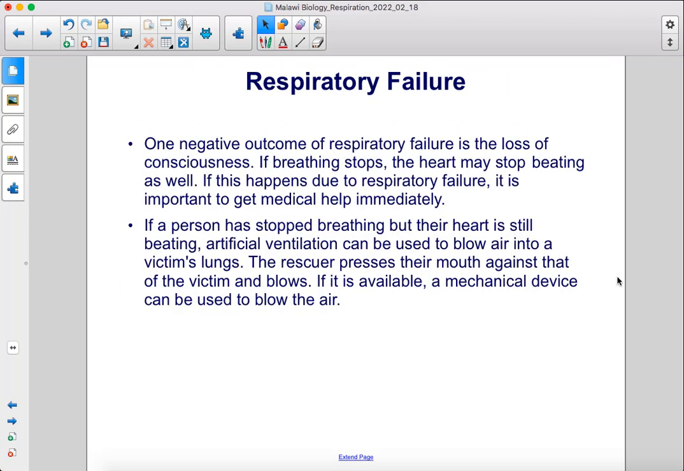One negative outcome of respiratory failure is the loss of consciousness. If breathing stops, the heart may stop beating as well. If this happens due to respiratory failure, it is important to get medical help immediately. If a person has stopped breathing but their heart is still beating, artificial ventilation can be used to blow air into a victim's lungs. The rescuer presses their mouth against that of the victim and blows. If it is available, a mechanical device can be used to blow the air.